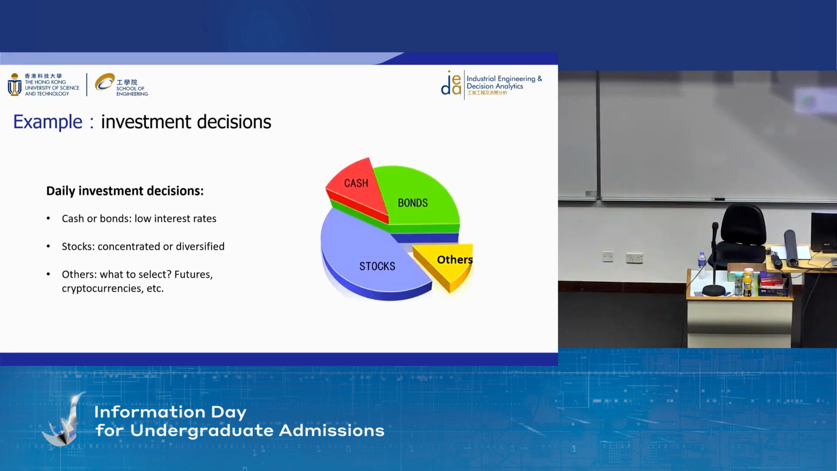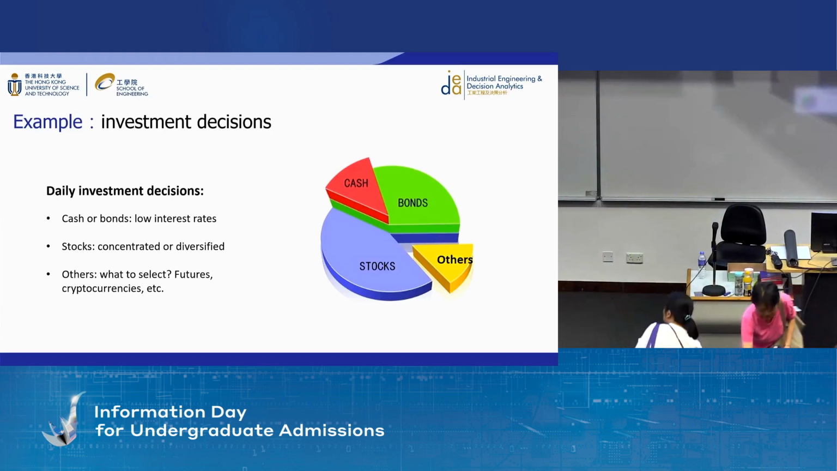So for example, there may be investment decisions. For every household, you have spare money to invest in hope for obtaining some good returns. There are a lot of different options that you can invest in. For example, you may keep all your belongings as cash to save in the bank to get the interest rate, or you may buy some bonds from certain states or certain corporates. Those are financial instruments that have a very low risk and also very low return.